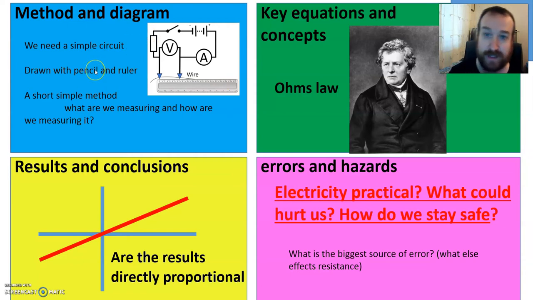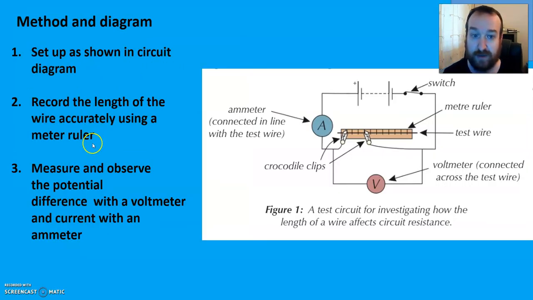So the first thing we're going to look at is the method and the diagram. Here is my simple series circuit. This is the test circuit we're going to be using. We've got a battery providing our potential difference. Okay, you could use a cell, you could use a power supply. We've got an ammeter that we're going to be connecting in series with our test wire. Okay, the ammeter is measuring the current.